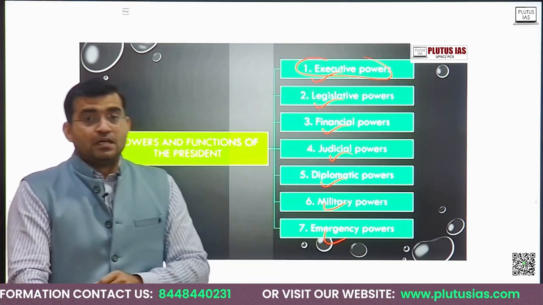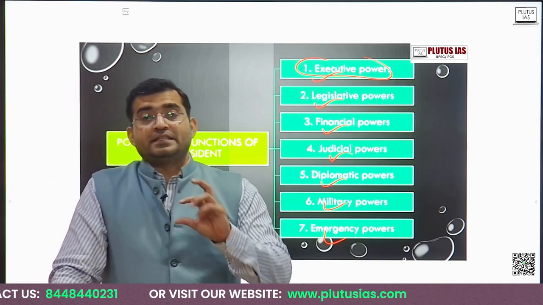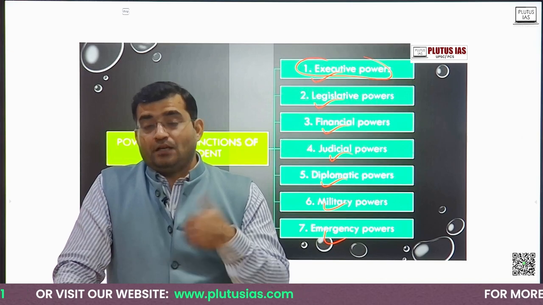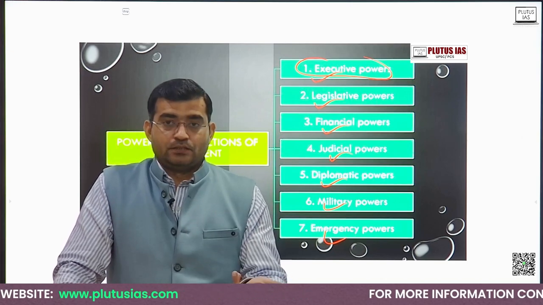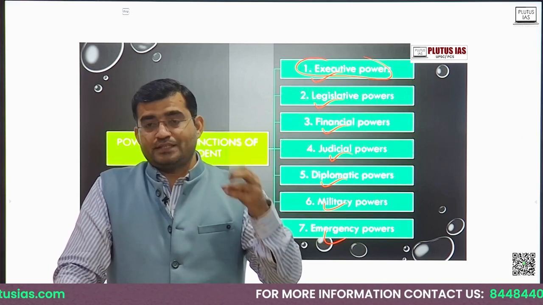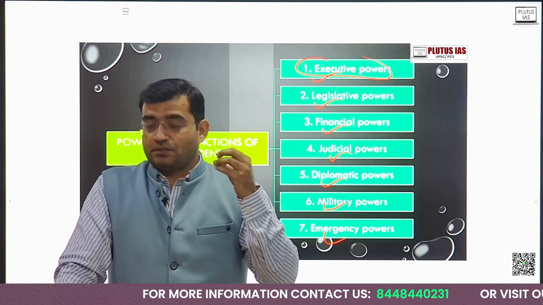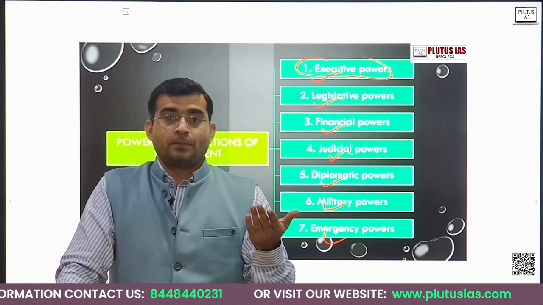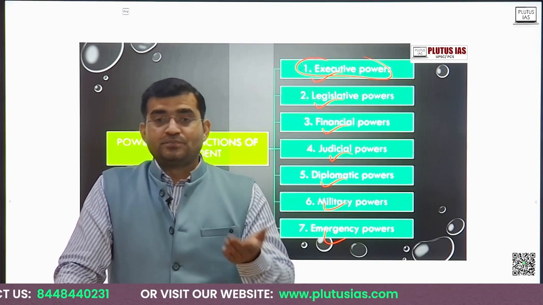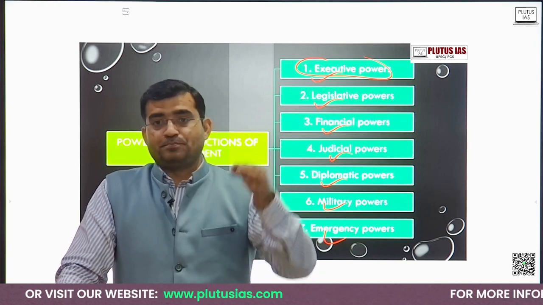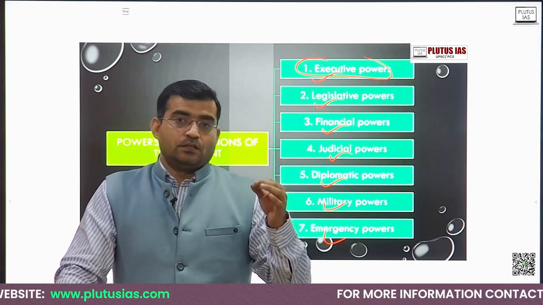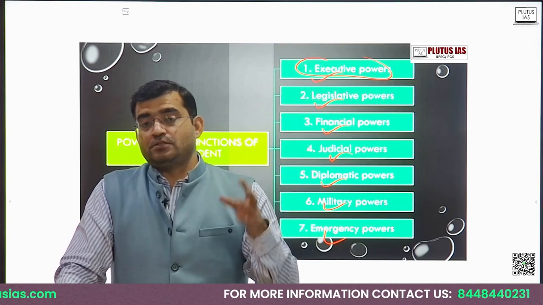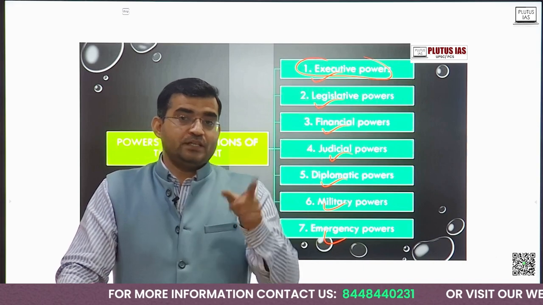Now again, suppose Parliament is not in session, how can an urgent matter be handled? So our constitution says that in that particular condition, if the condition is very unforeseen, very unprecedented, very urgent, in that case the President can promulgate an ordinance by virtue of Article 123.